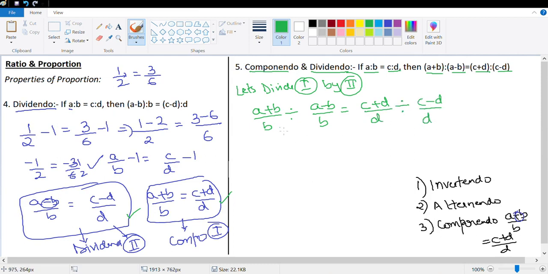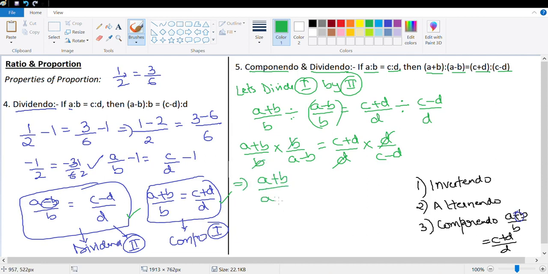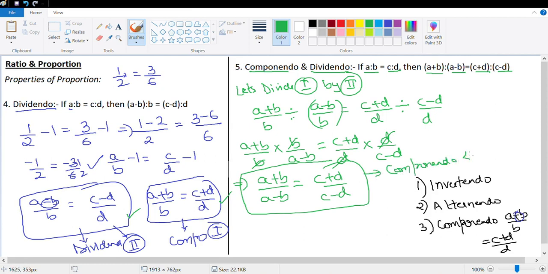This is division of fractions, which means I'll take the reciprocal of this term, and this division sign gets converted into multiplication sign. Similarly, on the right hand side, C plus D upon D multiplied with D upon C minus D. D and D get cancelled, B and B get cancelled. So what we are left with is A plus B upon A minus B is equal to C plus D upon C minus D. This is known as componendo and dividendo. So that's the final property which is there in your syllabus this year.